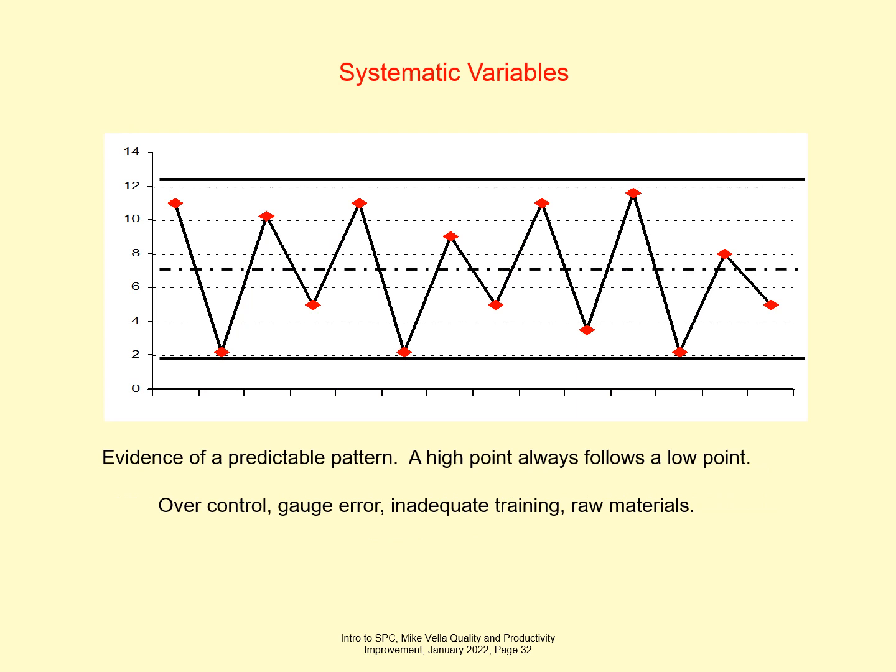Systematic variables, a very predictable pattern. Low always follows a high. What could that be? Oftentimes we call this over control. A new operator sees a point like you see on the very first one, very, very high. Oh my goodness, this is very bad. Shuts the machine down, makes a change. Second check, very low. Oh my goodness, it's too low. Shuts the machine down, makes a change, and it's like a dog chasing its tail. Over control, too much hands-on.